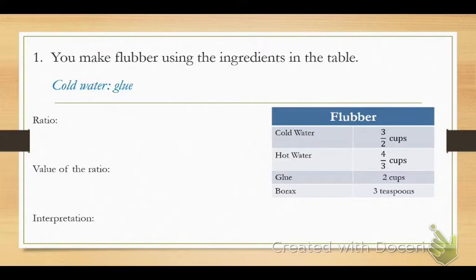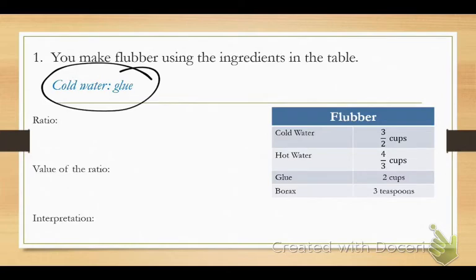So here's the recipe for it. How much cold water do I need to make this flubber? 3/2 of a cup. How much hot water do I need? 4/3 of a cup. How much glue do I need? 2 cups. And how much borax do I need? 3 teaspoons. Now, as you can see up here, what two things am I comparing today?